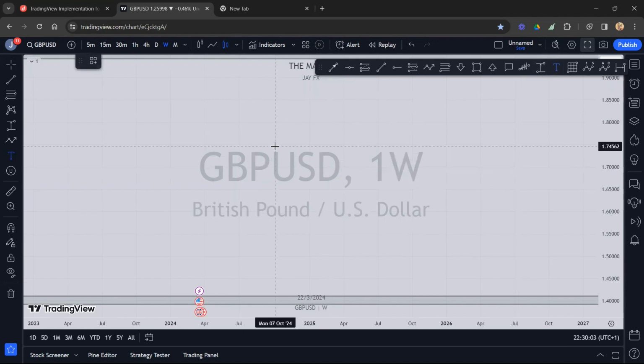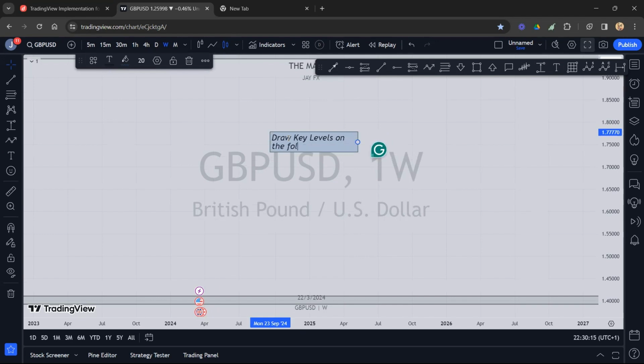I'm going to put it down in the text here. So draw key levels on the following pairs. So we've already done GBP. I'm not going to give you GBP. So draw on Euro USD, on BTC USD. People should tell me where BTC is headed, because me, I don't know.